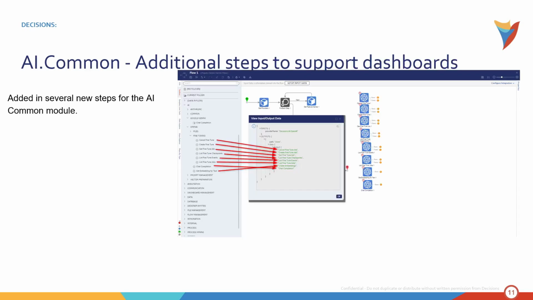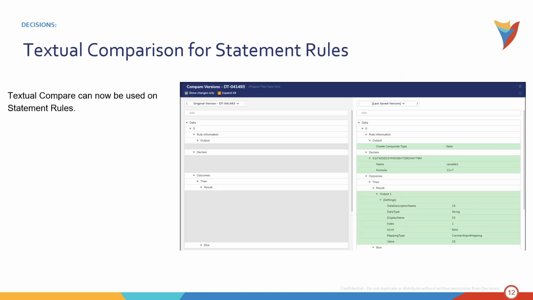Gemini. We also added steps to support common dashboarding. You can see those on the screen. We've got a handful of them. We also have text comparison for statement rules. So you're now given the option to compare statement rules like you used to be able to do for flows. You could still do it with flows, but now you can do it with rules.